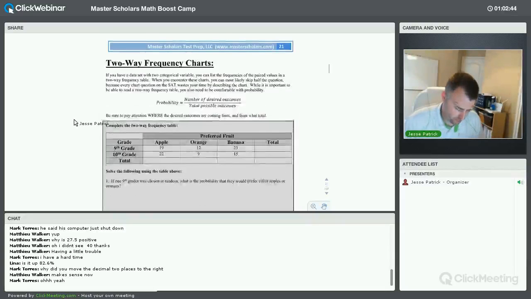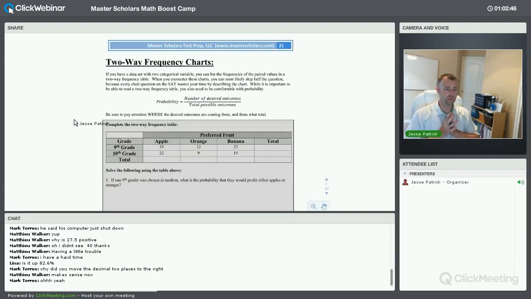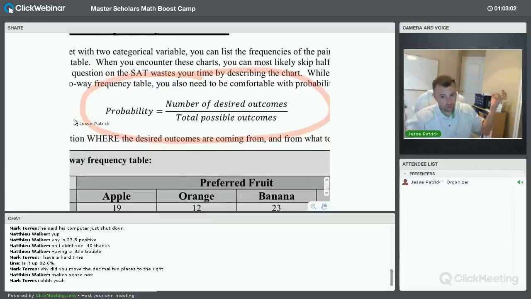Okay, next up, two-way frequency charts. When you deal with the SAT and the two-way frequency chart, you're basically doing probability. So that's where we need to start. A two-way frequency chart is just a scenario where you can do probability questions. Probability is another formula you need to know. You know how to find probability.